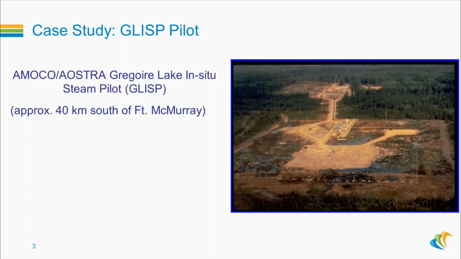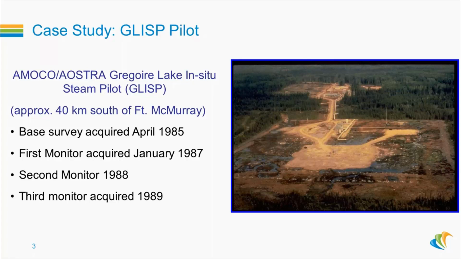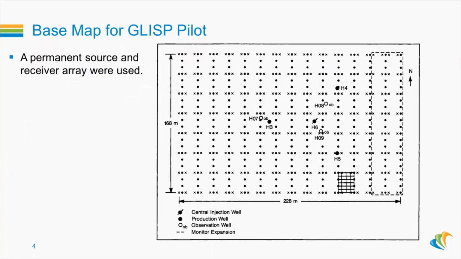It was done jointly by Amoco and Aostra, which was the Alberta Oil Sands group. And it's approximately 40 kilometers south of Fort McMurray in Alberta. The base survey was acquired in April of 1985, the first monitor in January of 1987, the second monitor in 1988, and the third monitor in 1989.